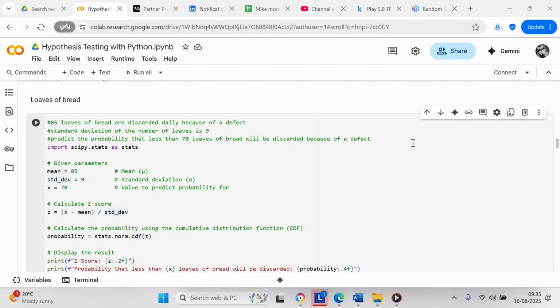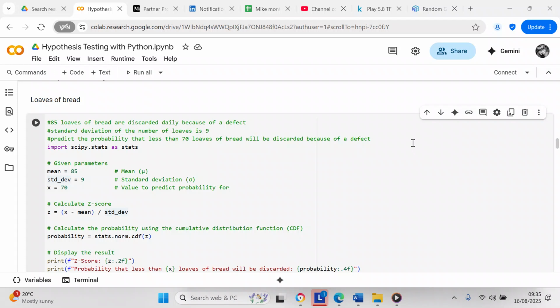loaves of bread. So, the question is, 85 loaves of bread are discarded daily because of a defect. The standard deviation of the number of loaves is 9. Predict the probability that less than 70 loaves of bread will be discarded because of a defect.